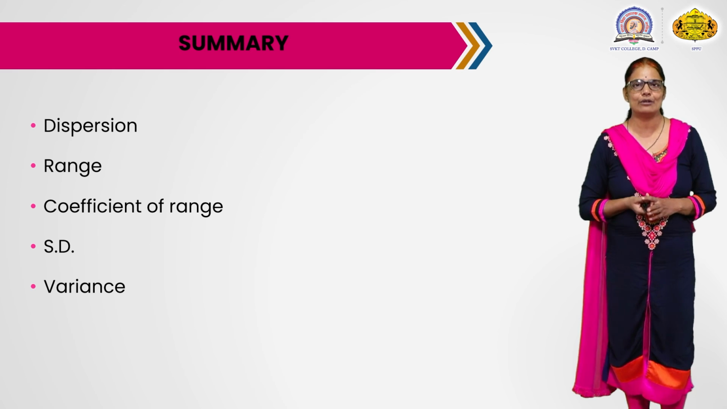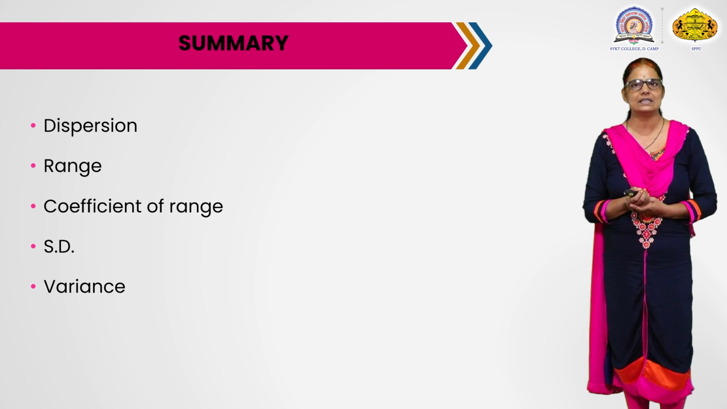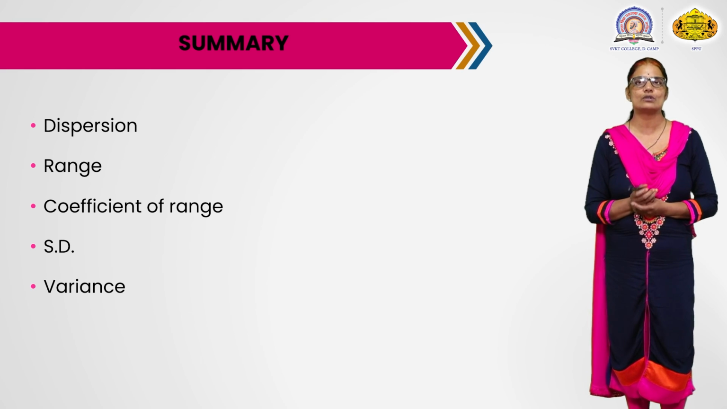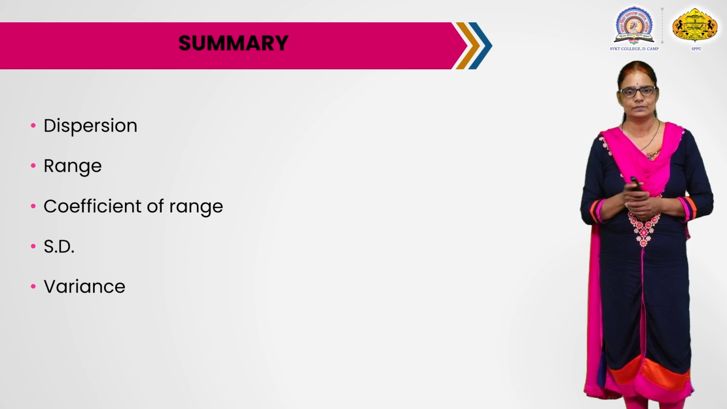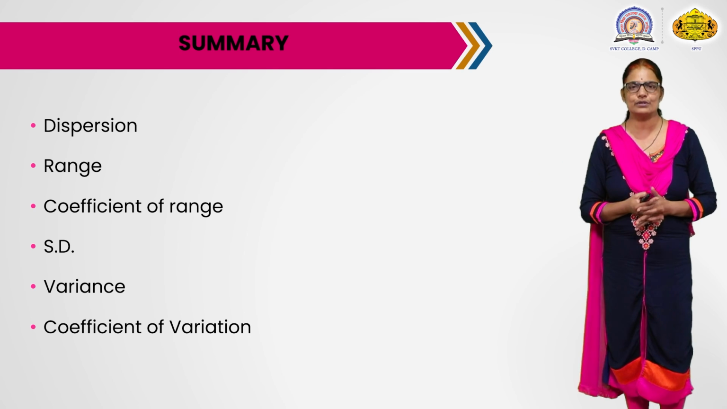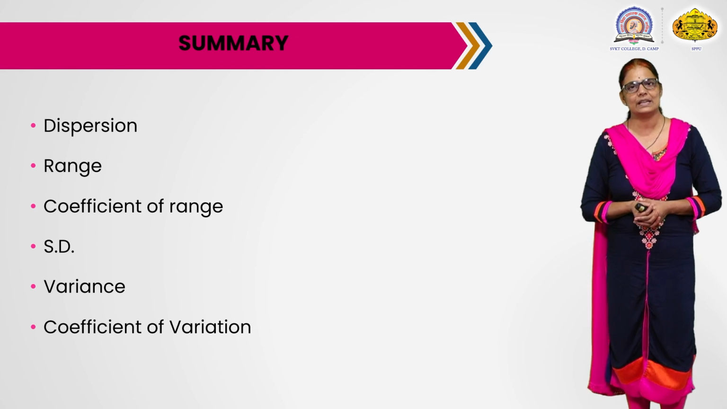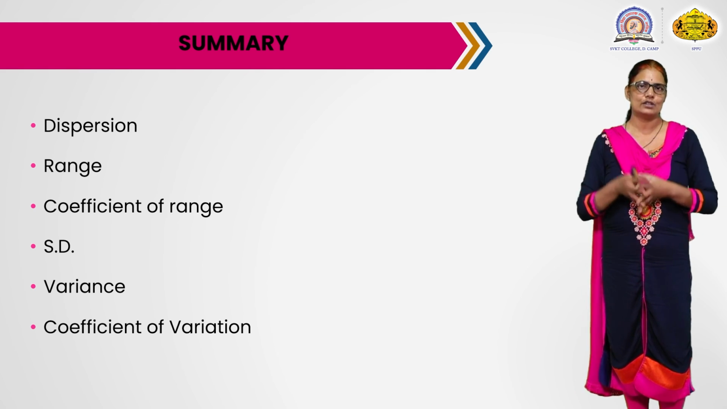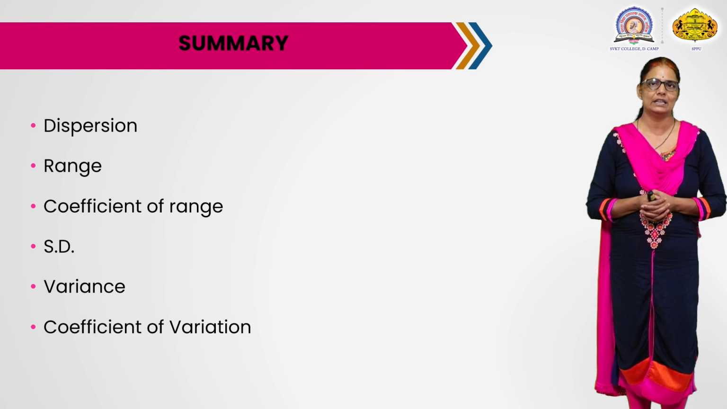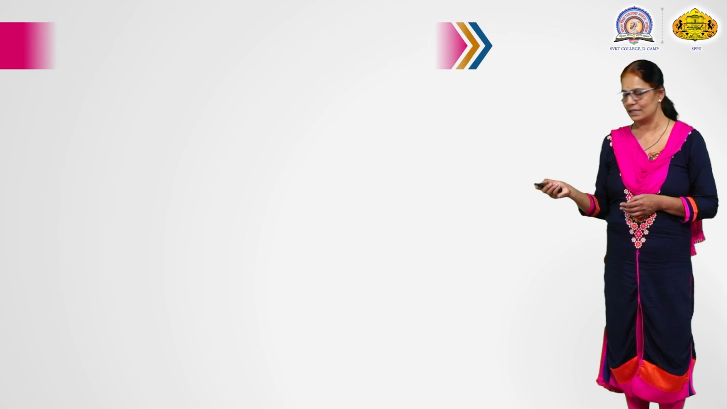Also we have discussed variance. The variance is defined as the square of the standard deviation, and we have to calculate the coefficient of variation also. The coefficient of variation is defined as the standard deviation upon the absolute value of the mean, into 100. This is a relative measure of dispersion.